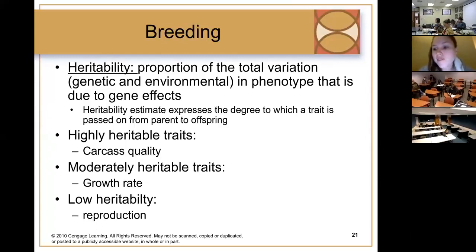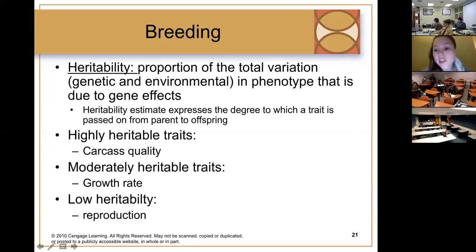And then you can also have lowly heritable traits, like reproductive traits. So things like litter size in a pig or mothering ability, any of those reproductive traits, they would be lowly heritable. So just because one sow had really high litter size doesn't necessarily mean that her offspring is going to do just as well. Of course, you have your breed characteristics, and breeds are known for certain things, so they would still do well, but if it's a lowly heritable trait, they may not do as well as their parent did.